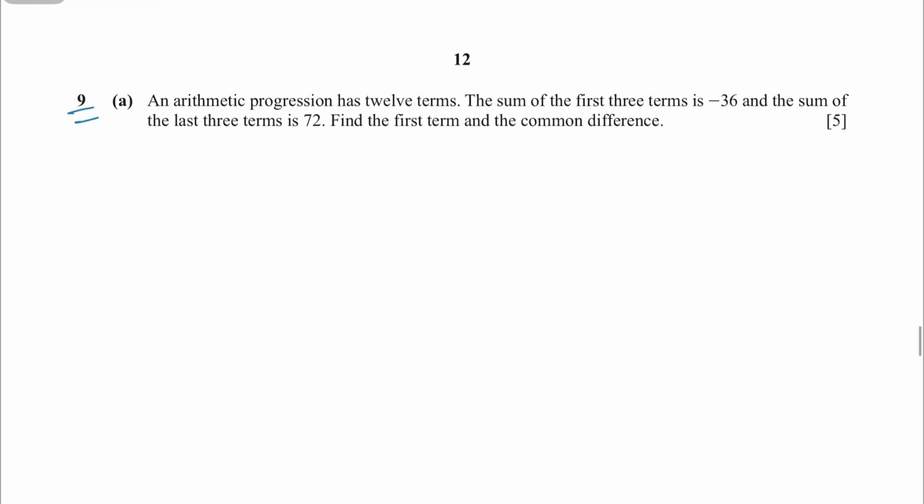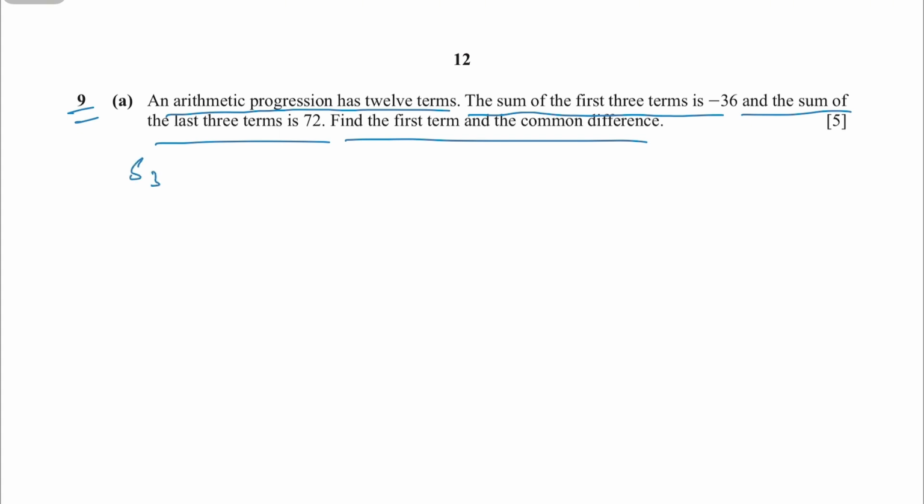Now moving on to question 9, which states: an arithmetic progression has 12 terms. The sum of the first 3 terms is negative 36, and the sum of the last 3 terms is this. Find the first term and the common difference. We need to find the first term and the common difference over here. So let's just make some equations.